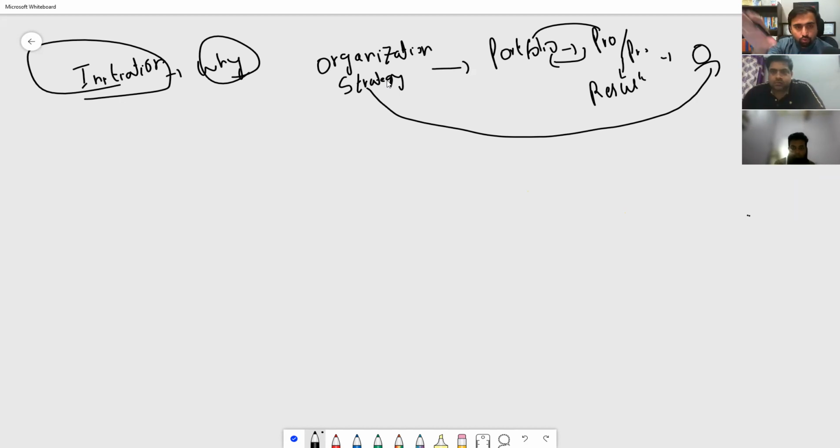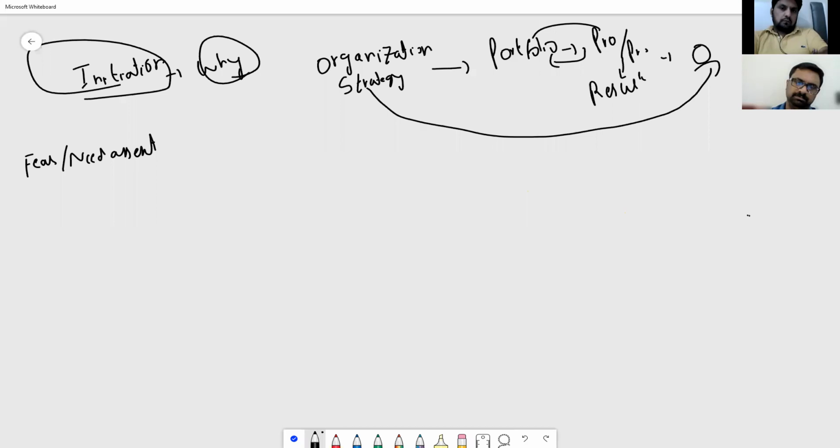Okay, so once the organizational strategy is defined, we want this thing, we make a feasibility report, also known as need assessment. Need assessment is done. Okay, need assessment is done for that particular project. What is the requirement of that project? The feasibility report basically proves that this project is possible.